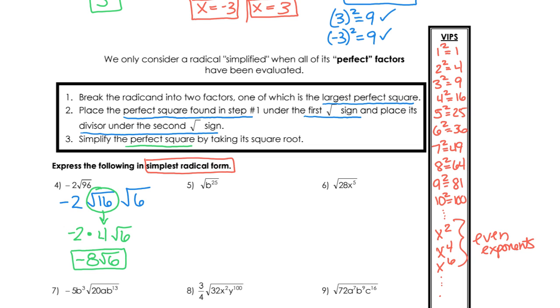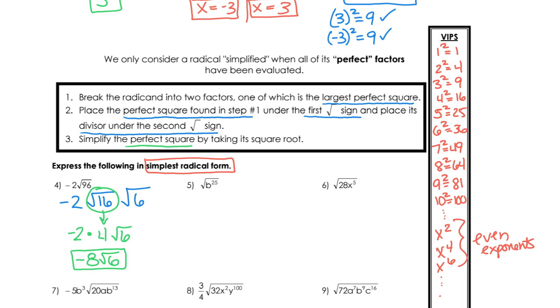And now that is in simplest radical form. It has the same value as negative 2 square root of 96, but it has a lower number underneath the square root, and that's why that's considered simplest radical form. All right, so now we're going to talk about variables. Remember, when it's a square root, we're looking for even exponents, and 25 is not an even exponent.